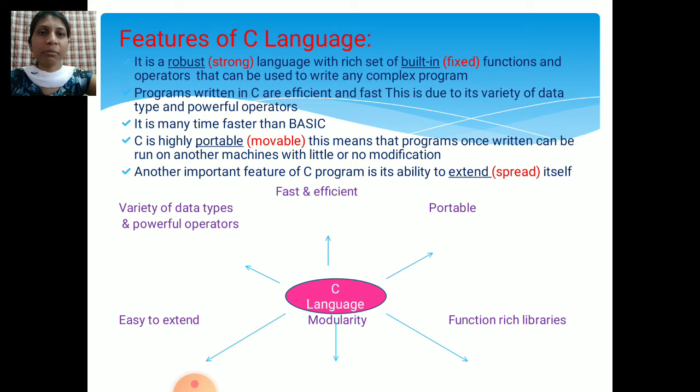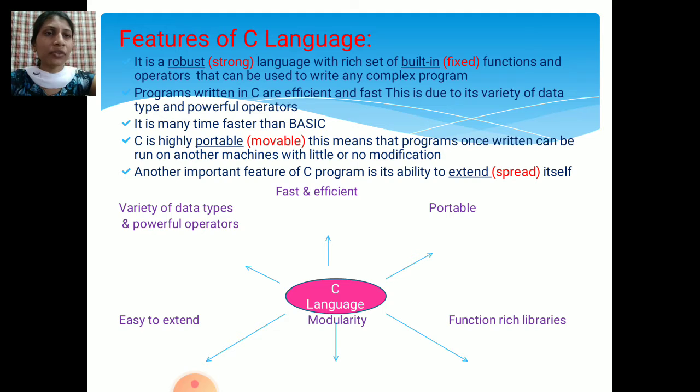The next one is that it is many times faster than BASIC. This means the C programming language works many times faster than the BASIC programming language. Then, C is highly portable. C is a portable language, meaning it is movable and will work on different machines also. If you have written some code on one machine, that same code will work on a different machine also. Portable means movable, so C is a portable language.